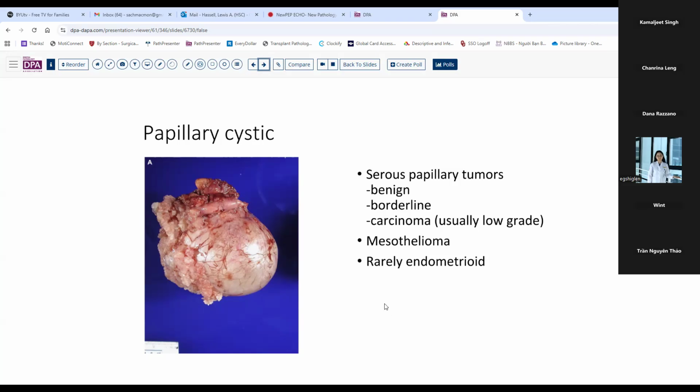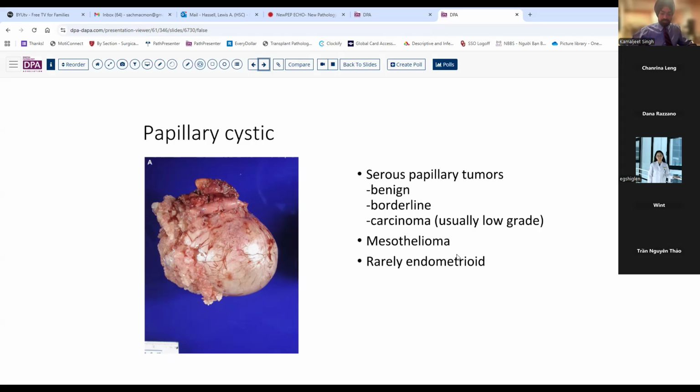All right, let's move to another very common type of pattern that we see on frozen section, and that is the papillary cystic, mixed papillary and cystic lesions, where you've got variable size cysts and some degree of papillarity, maybe involving the surface or only very focally involving some of the cysts. This most commonly is going to be one of our serous neoplasms, which, as you know, can be benign or borderline or carcinoma. And if it's the papillary cystic pattern, usually that's going to be a low-grade serous carcinoma.